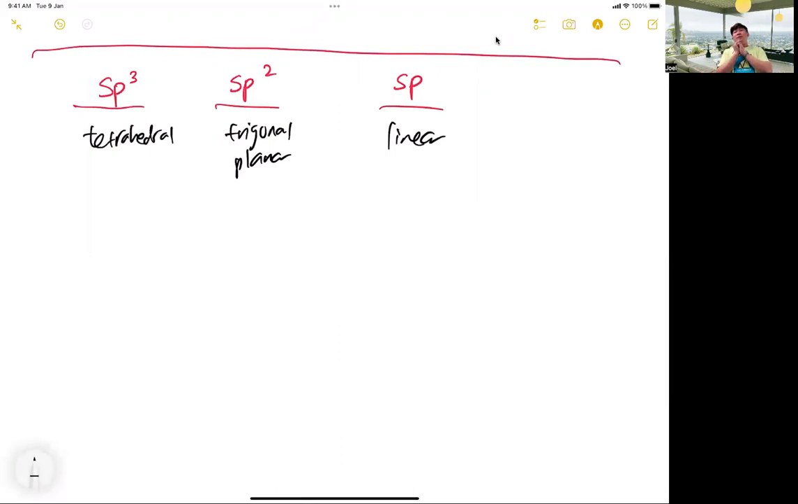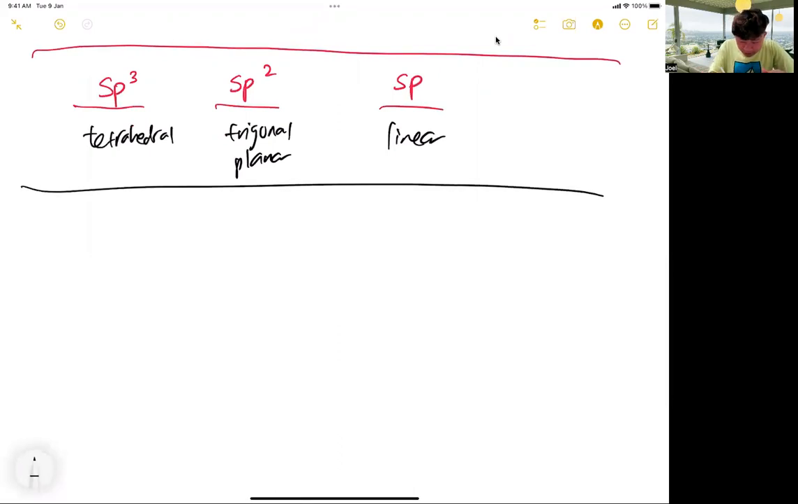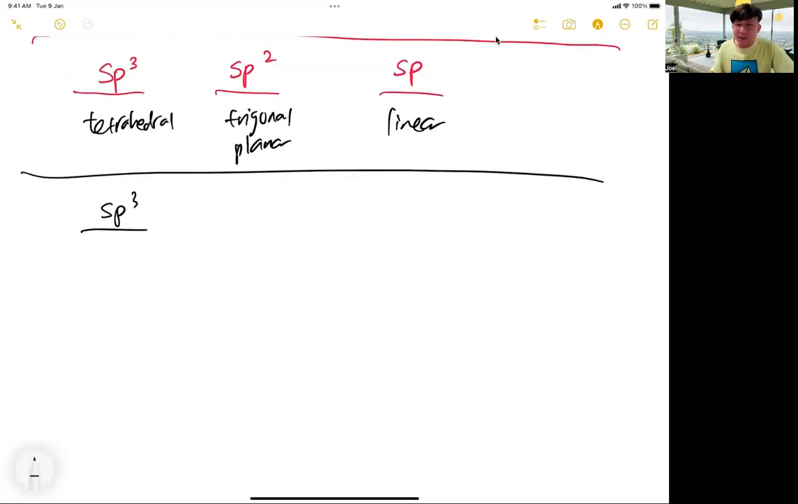Correct? Now, so let's start with your SP3, how to draw. So SP3 hybridization, how many orbitals are there altogether? Any idea?